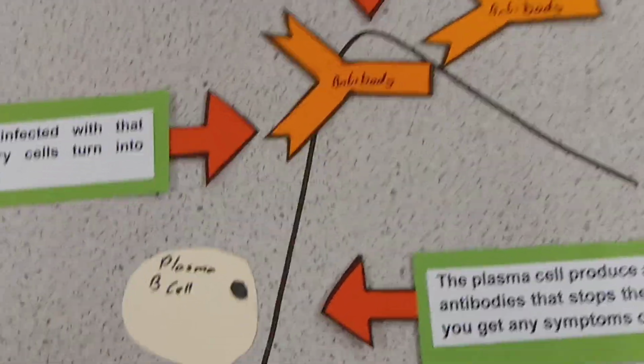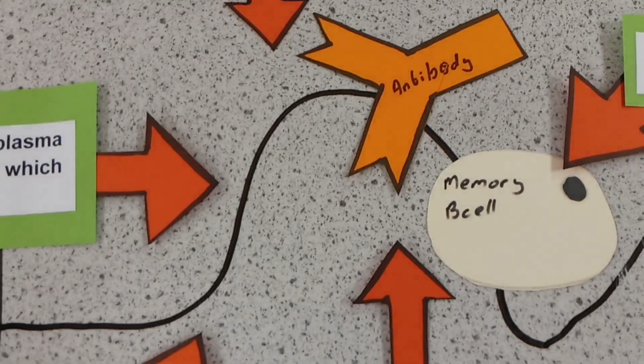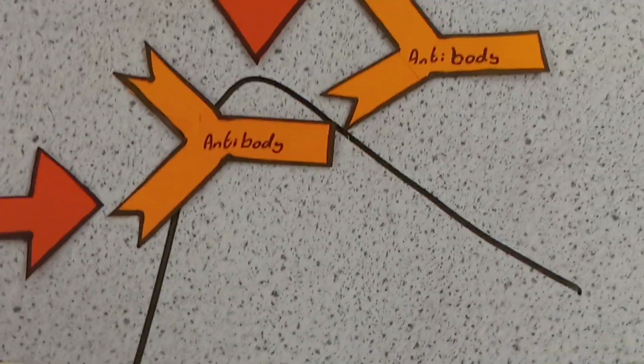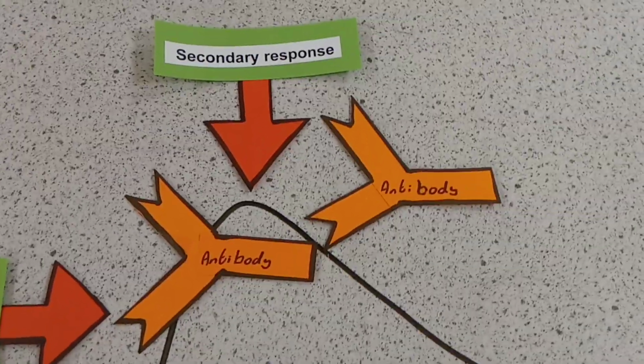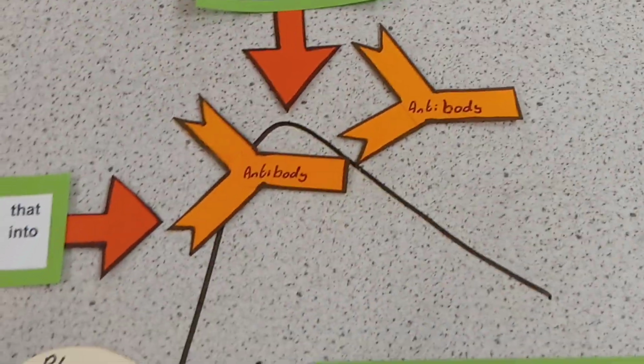You can see that the secondary response is a lot higher than our primary response. So you're producing a lot more antibodies, and the antibodies last a lot longer in the bloodstream than in the primary response.